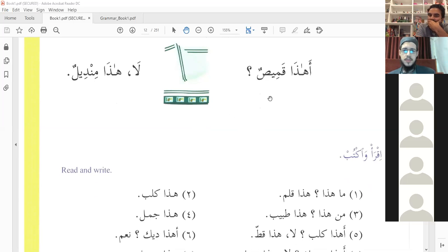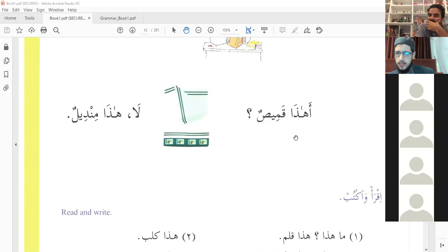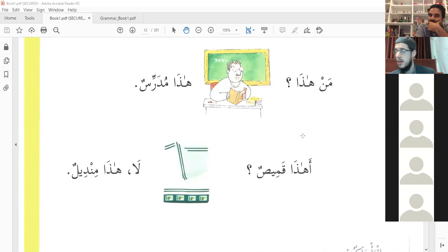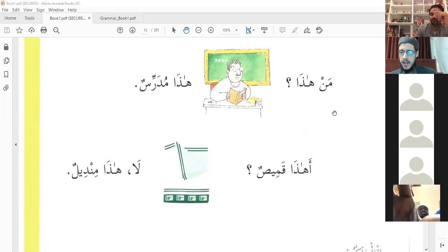Yes, question. What's the difference between talibun and mudarrisun? A talib is a student, whereas a mudarrisun is a teacher. Talib literally means a seeker. Talaba is to ask for something, so talib is the one who asks or seeks for something. It's not literally a student, but they use talib now for student more than they use other words for student. Any other questions before we depart for today? That was a lot of vocab.